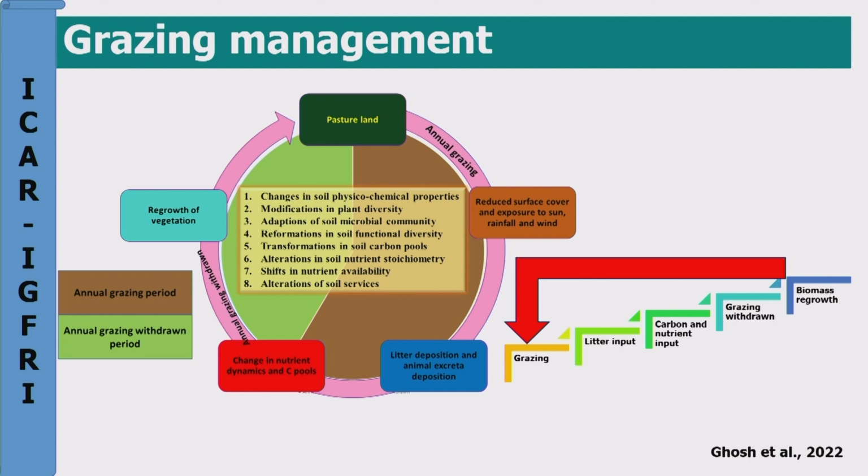If we look at the right-hand graph, we can see that as we impose grazing, the litter input and the carbon and nutrient input are there, and it improves the nutrient status of the soil. But as the grazing is withdrawn, the biomass regrows. Biomass regrows, and then it allows the animals to graze again, and the cycle goes on yearly.